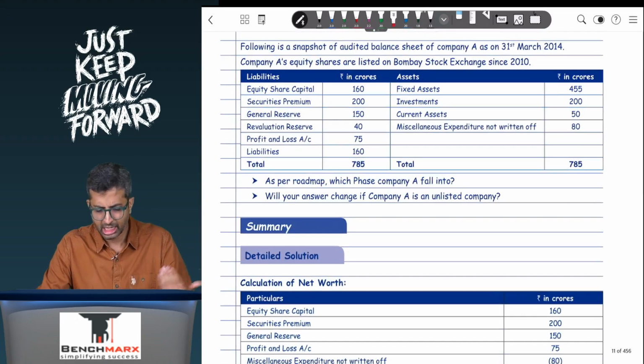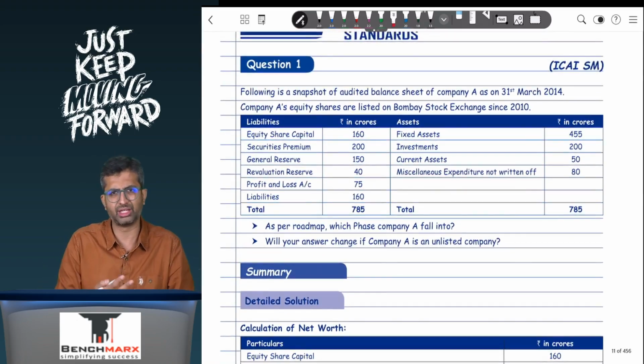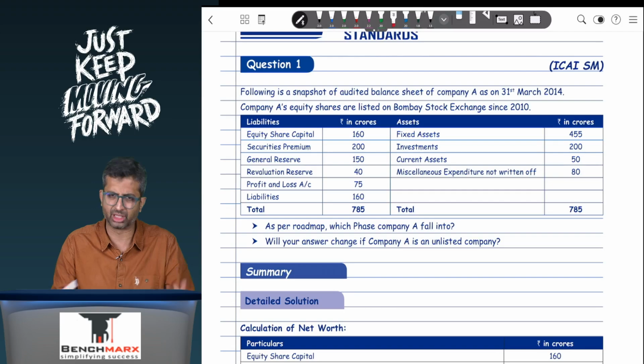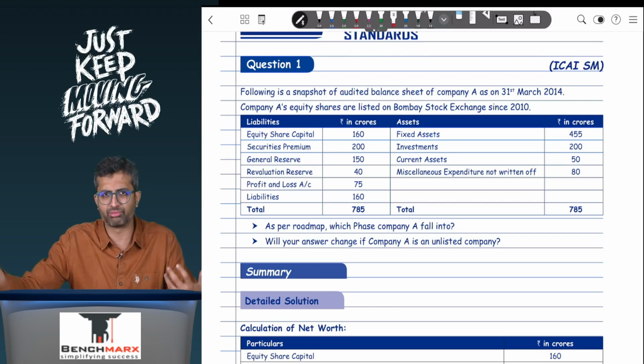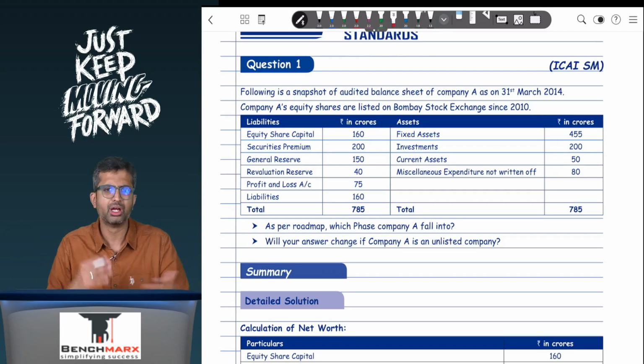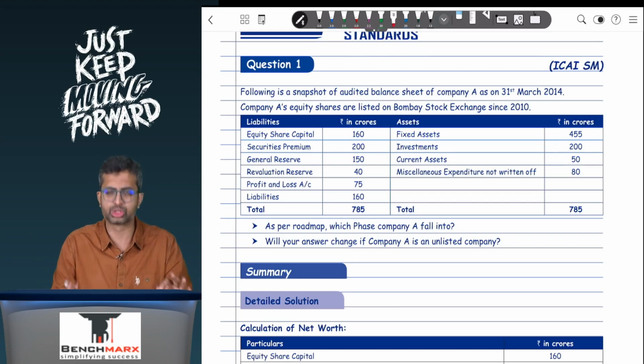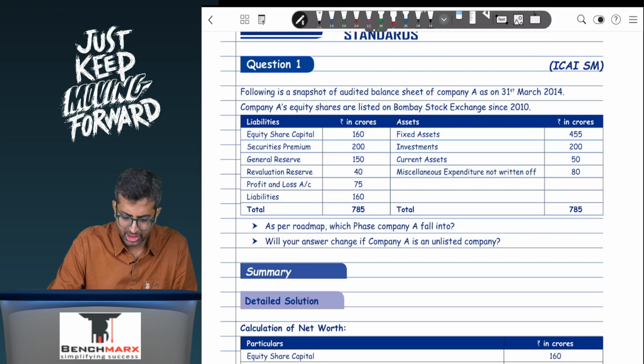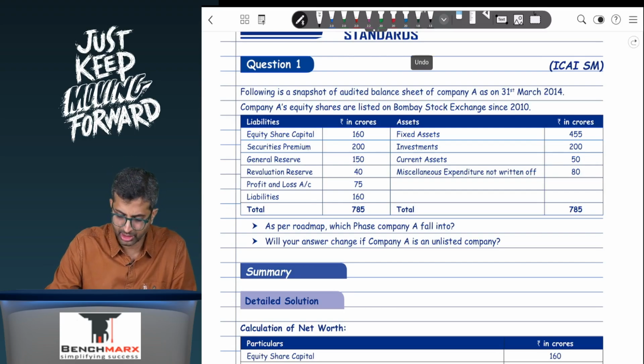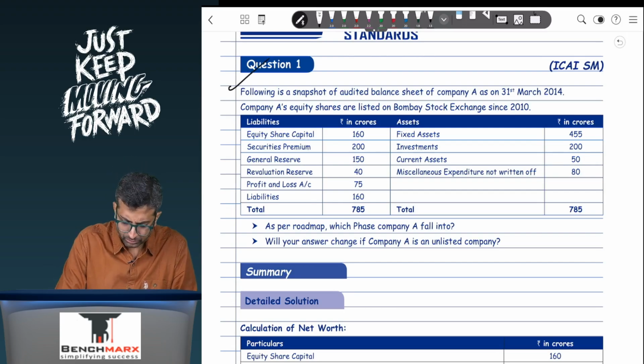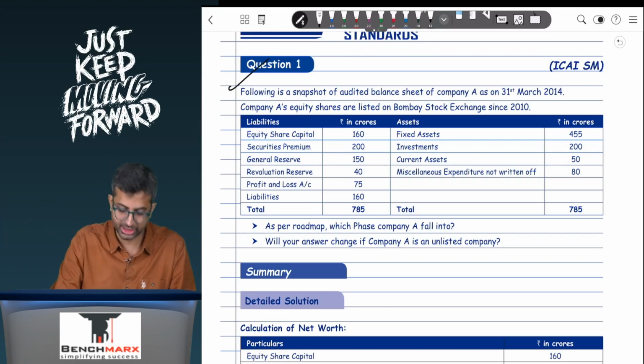You can also solve it in your notes if you have the time. If you don't want to do pen and paper, you can also keep a summary solution next to this for your reference. Printed solutions for every question is given.